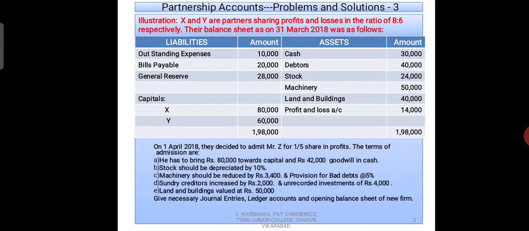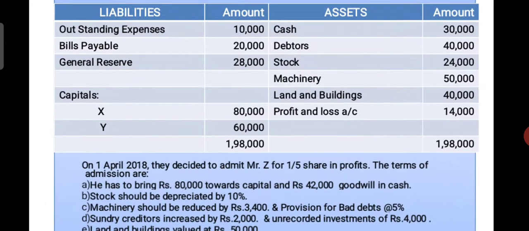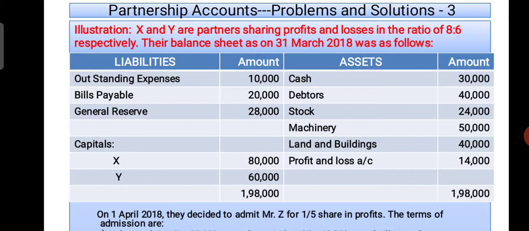Yes students, this is the problem. I will read it and you have to listen carefully. So here X and Y are partners sharing profits and losses in the ratio of 8:6 respectively. Their balance sheet as on 31st March 2018 was as follows.